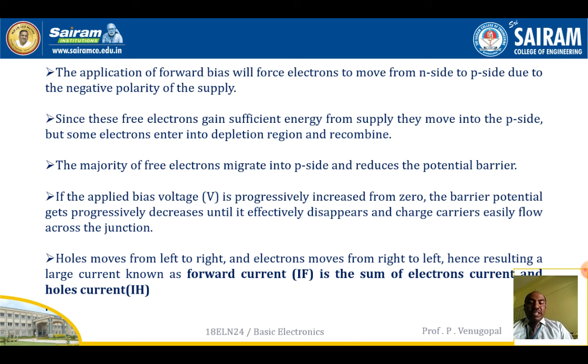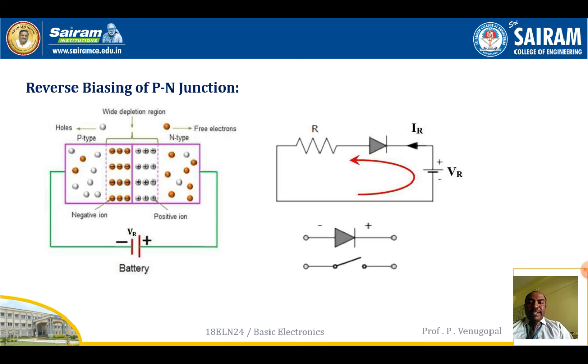If the applied bias voltage progressively increases from 0, the barrier potential progressively decreases until it effectively disappears, and the charge carriers easily flow across the junction. Holes move from left to right and electrons move from right to left, resulting in a large current flow called forward current. This forward current is the sum of the electron current and the hole current.